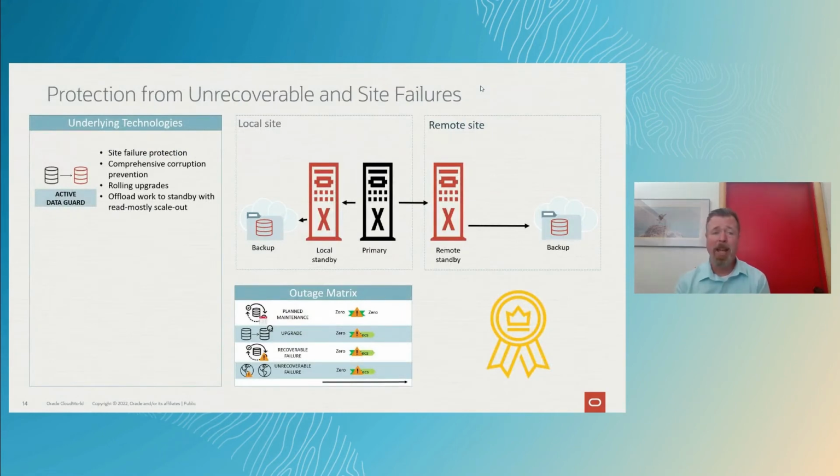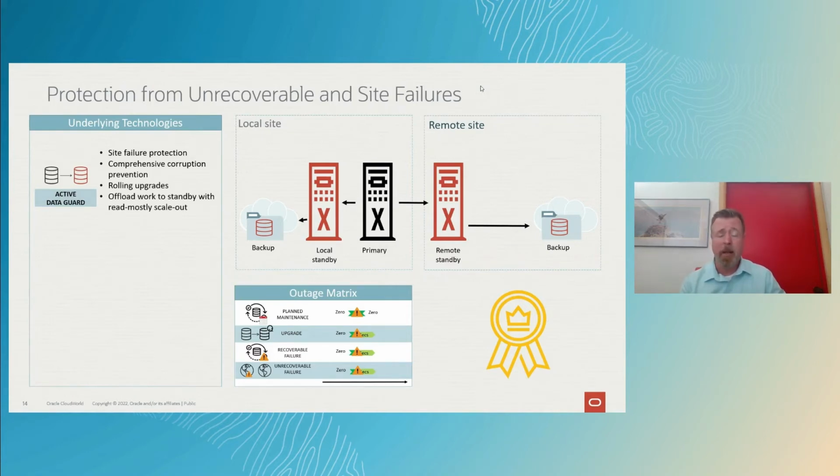With that, let's jump into Gold. Gold is where we start to get disaster recovery, true disaster recovery. We can see this represented in the diagram. The technology under the covers is Active Data Guard, right? So we have Data Guard, we have Active Data Guard. Active Data Guard has more data protection than Data Guard.